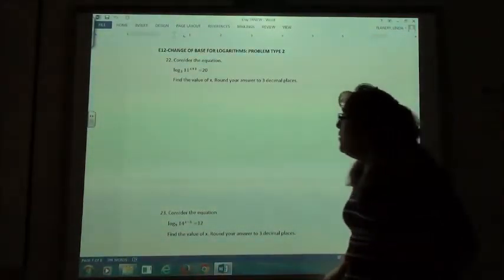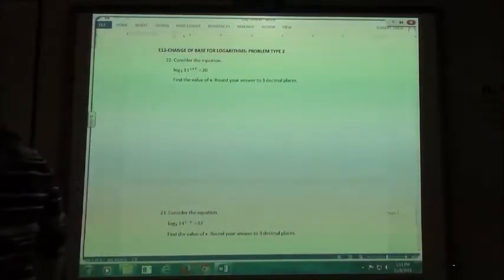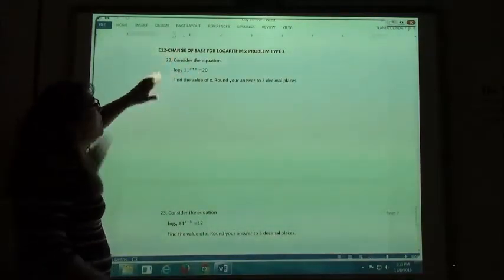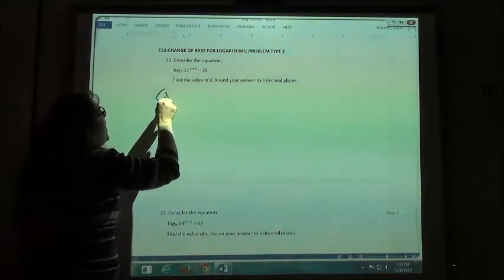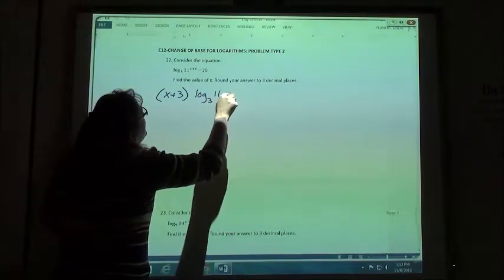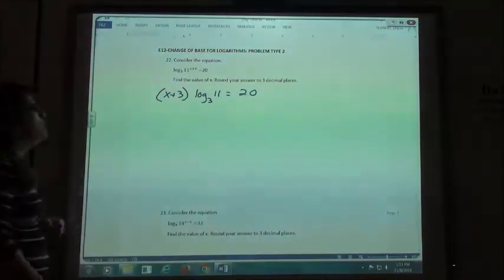All right, so now we are going to use our properties of logarithms to solve an equation. First thing we want to do is expand it out. What can I do with the x plus 3? Put it in front, right? I can take my exponent and multiply it. So I'm going to have x plus 3 times the log base 3 of 11 equals 20.